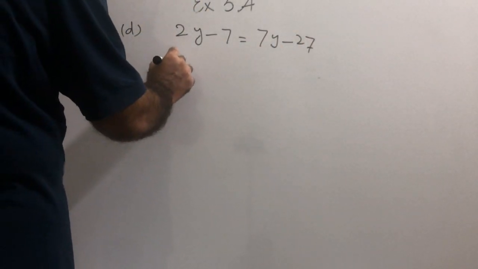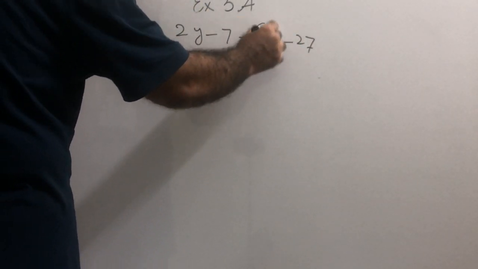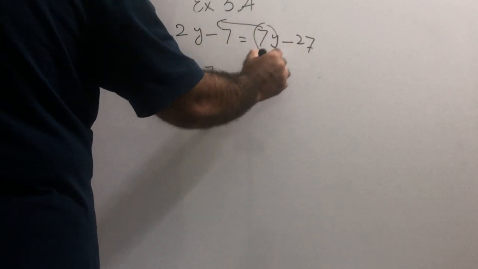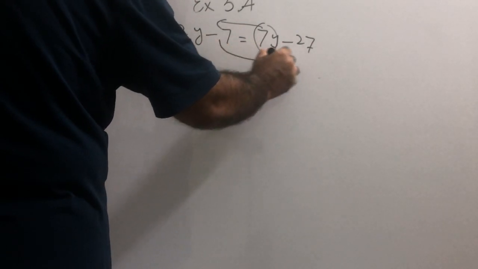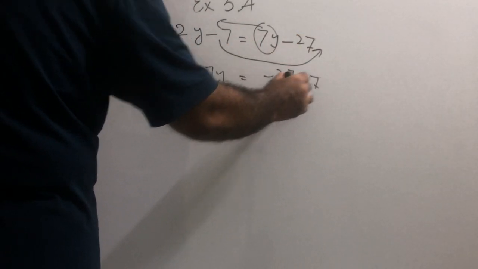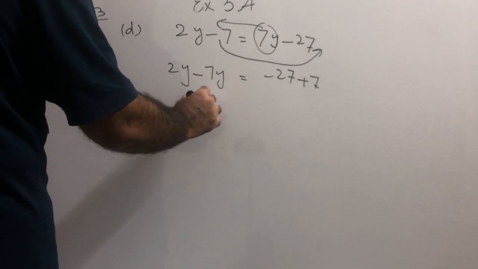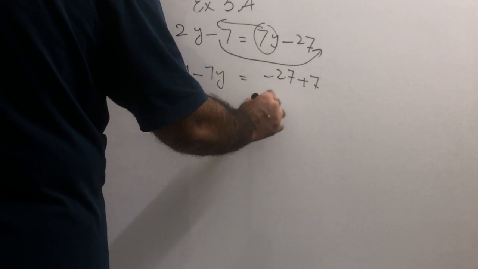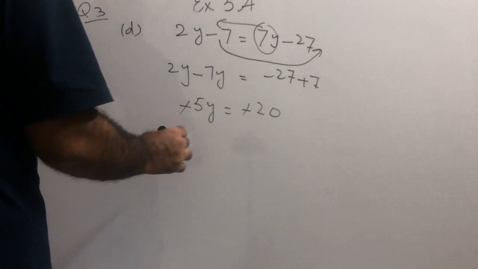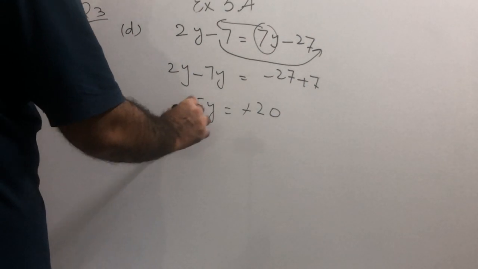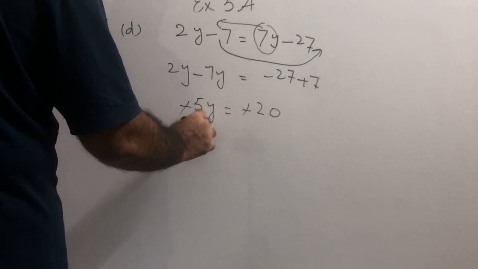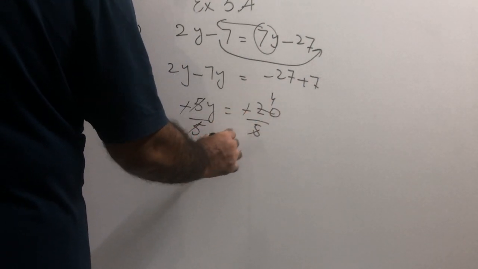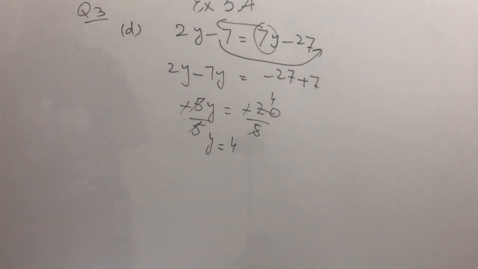So similarly, we'll bring this 7y to this side. It becomes minus 7y. This is minus 27. We'll bring this minus 7 to this side, it becomes plus 7. 2y minus 7y becomes minus 5y. Minus 27 plus 7 becomes minus 20. The minus sign on both sides will be cancelled. Divide by 5. 5 4s are 20. y is equal to 4. This is the answer for part D.